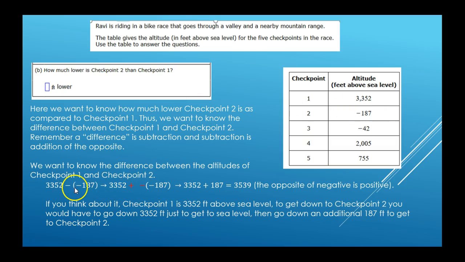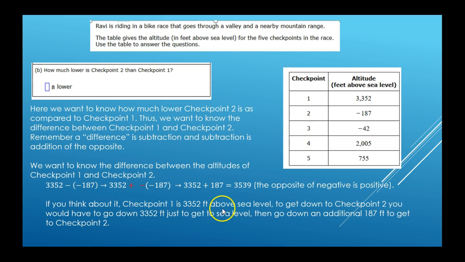So now we are actually subtracting a negative number. And remember, subtraction is addition of the opposite. So this first minus sign becomes plus the opposite. Well, what is the opposite of a negative number but a positive number? So 3,352 minus a negative 187 is the same thing as 3,352 plus the opposite of negative 187. Well, the opposite of negative 187 is positive 187. So you're actually adding these two numbers.